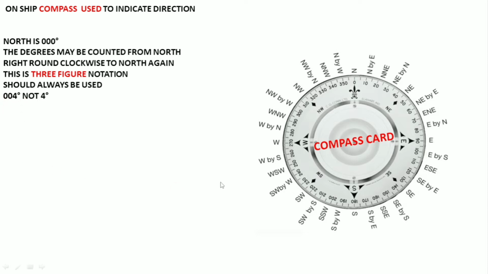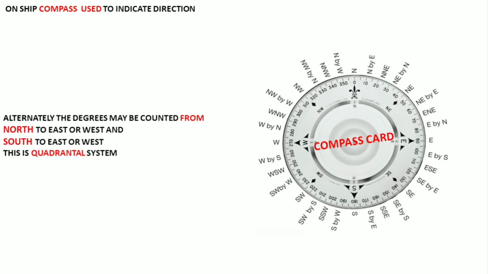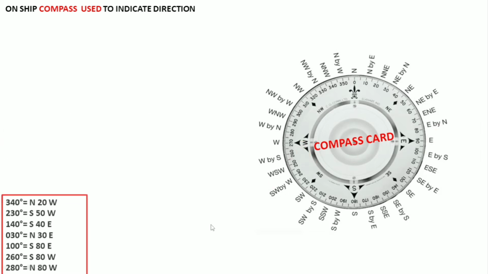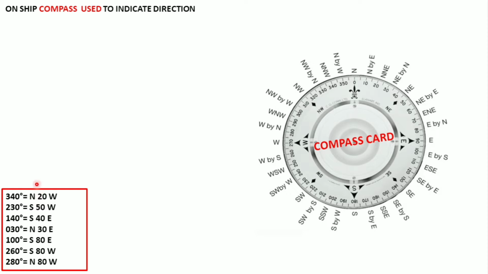Three-figure notation. The other way to do it is the quadrant system. In quadrant, we measure the angles from north or south, towards east or towards west. It's never from east or west. Now here, I've given you an example: 340 degrees, making an angle of 20 degrees from north towards west. So I call it north 20 west.